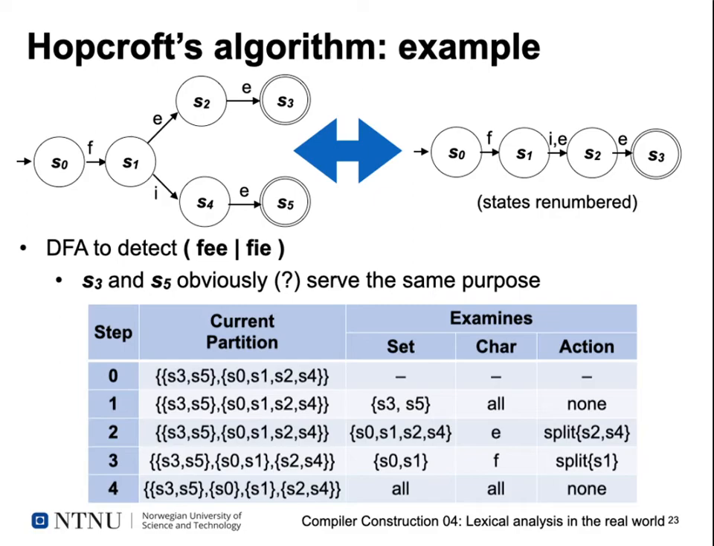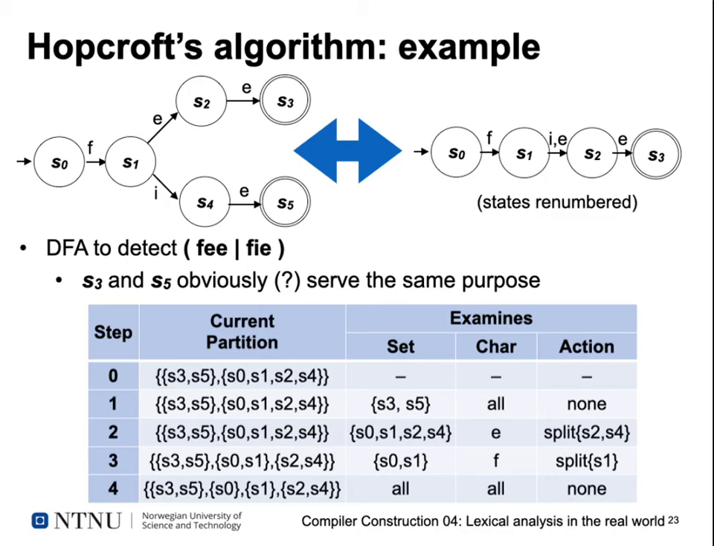So at the steps of our algorithm, we can actually start partitioning this. So we start off with accepting states and non-accepting states here. So we partition our set of states into a set S3, S5, and the set of all the other states 0, 1, 2, and 4. Now, let's see in our next step if we can find equivalences here. So we examine S3 and S5. So S3 and S5 with any character we read, well, ends up in the same situation because we're accepting this. So we don't take any new action here.